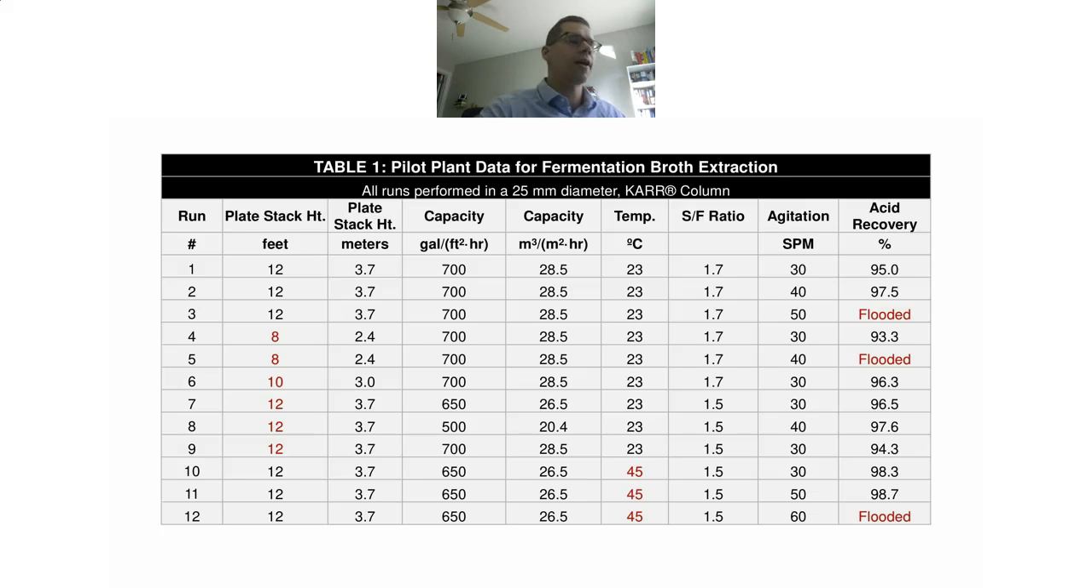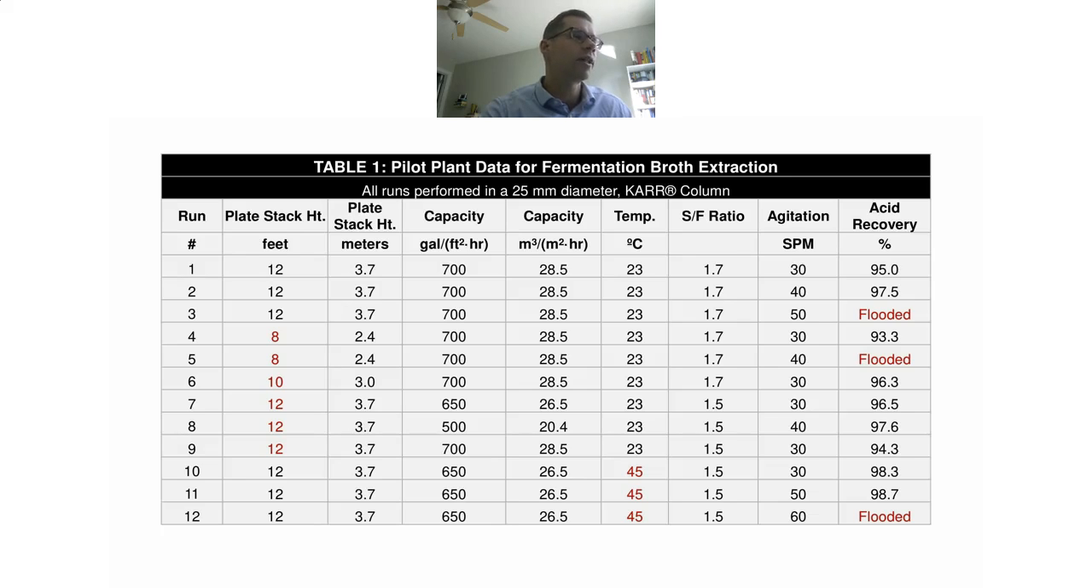So this slide shows how we optimized this extraction process when we were running our test in Houston. There's a series of runs here. And you can see in runs 1 through 3, we had a plate stack height of about 12 feet, running at a fixed capacity with a solvent to feed ratio of 1.7. And we pushed the agitation speed here until we found the flood point. And this system only flooded at an agitation speed of 50 strokes a minute, which is pretty low for a Karr column. So that shows how sensitive to emulsification this system was.